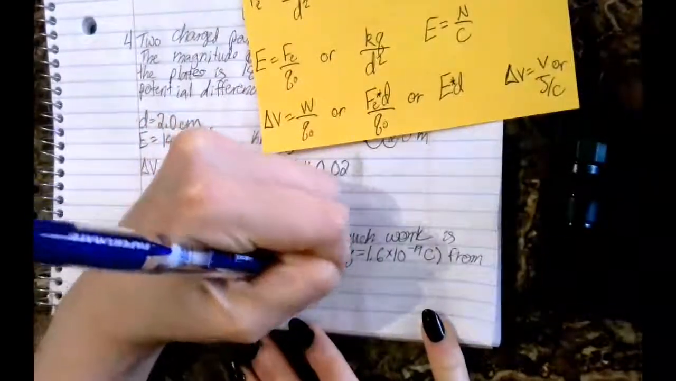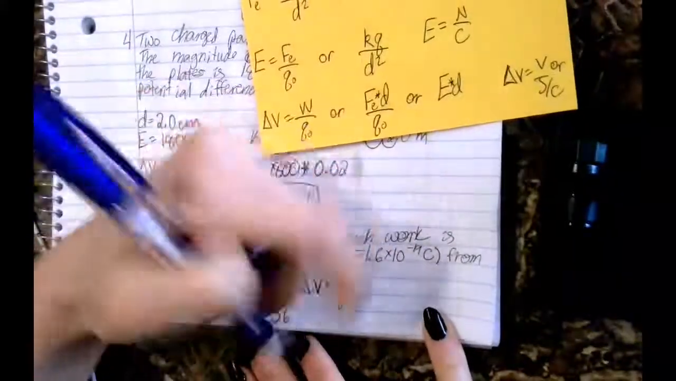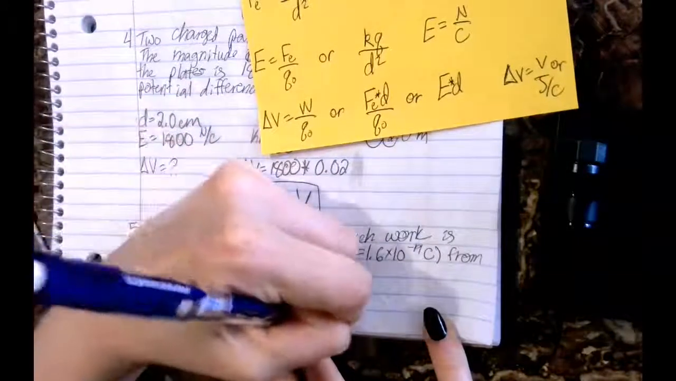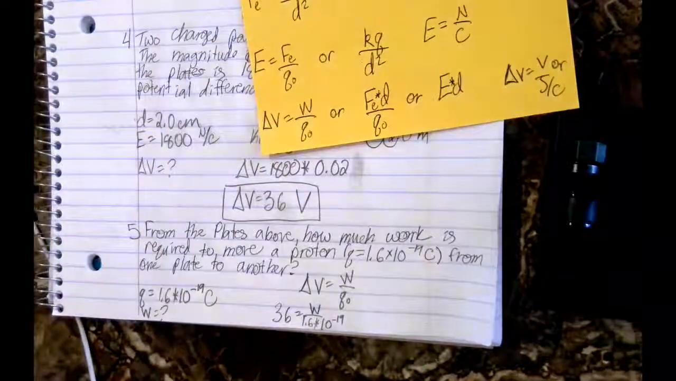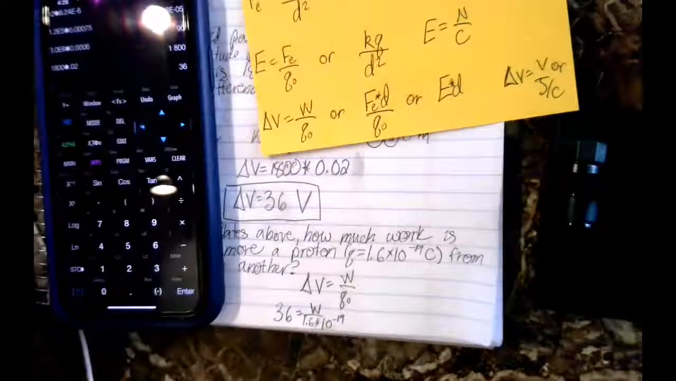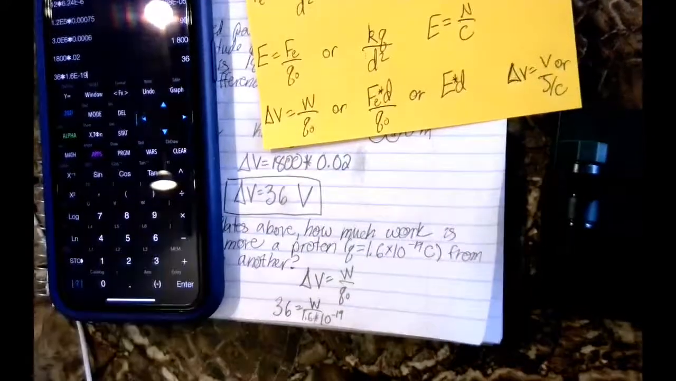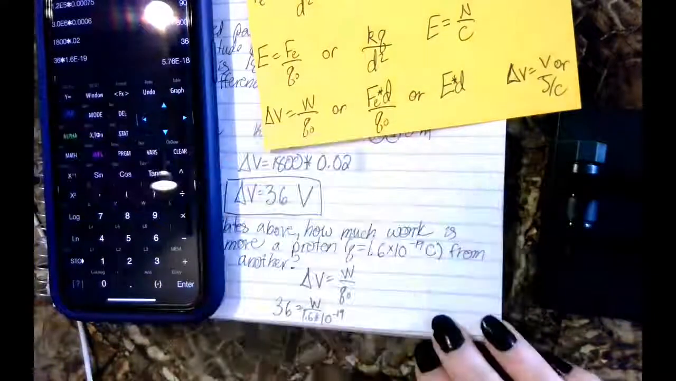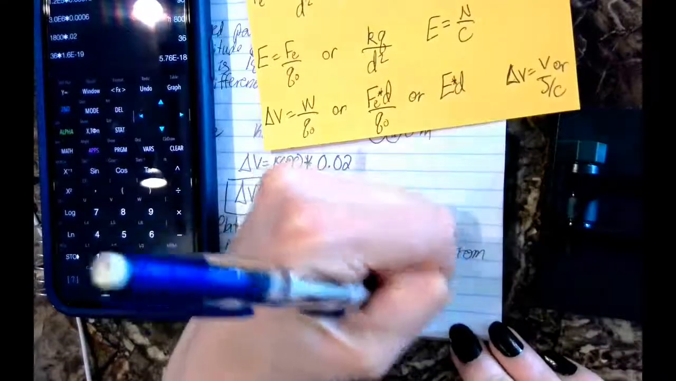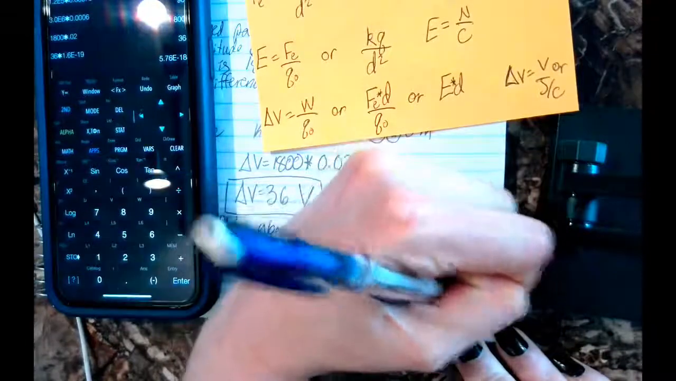Delta V equals W over Q naught. So my delta V, which was 36, equals the work done divided by 1.6 times 10 to the negative 19. To get work all by itself, I'll multiply both sides by 1.6 times 10 to the negative 19. So we're going to do 36 times 1.6 times 10 to the negative 19. And we get 5.76 times 10 to the negative 18. Remember, the units on work are joules.